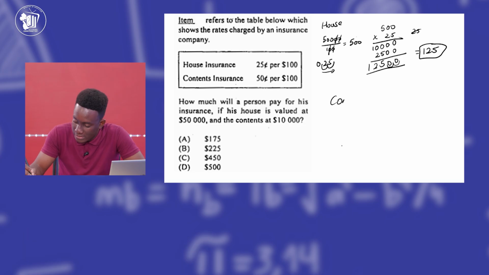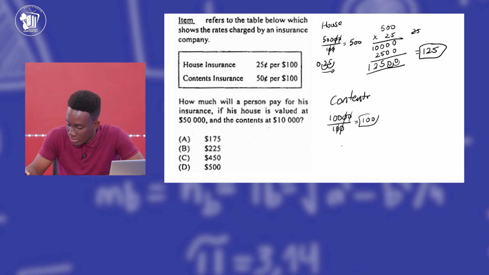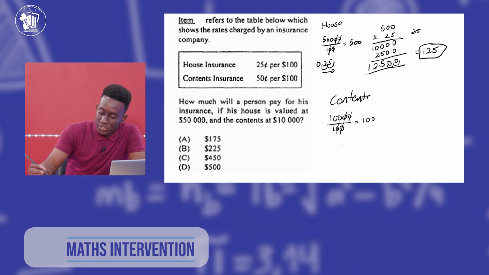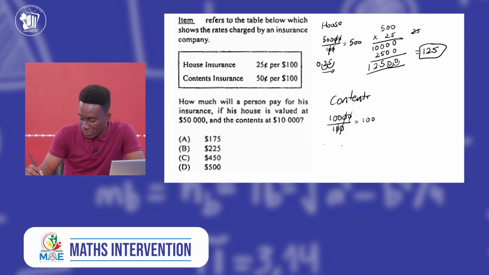So for contents, we see it's for every 100 again, so we know the value of it is 10,000. So it's 10,000 divided by 100. This 0 go with that 0, this 0 go with that 0. So we see it's 100 we can find in 10,000. So we need to multiply this by the rate at which they have. So it's 50 cents. So we know 50 cents would be the same as 0.50.